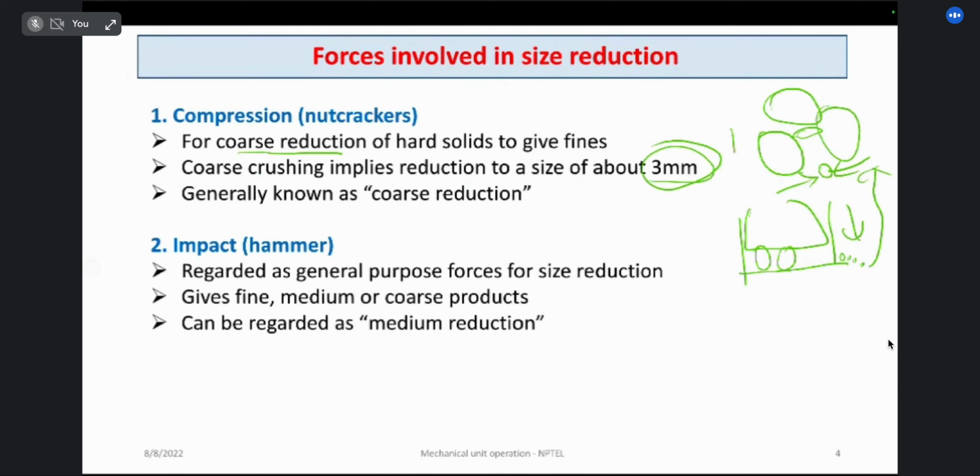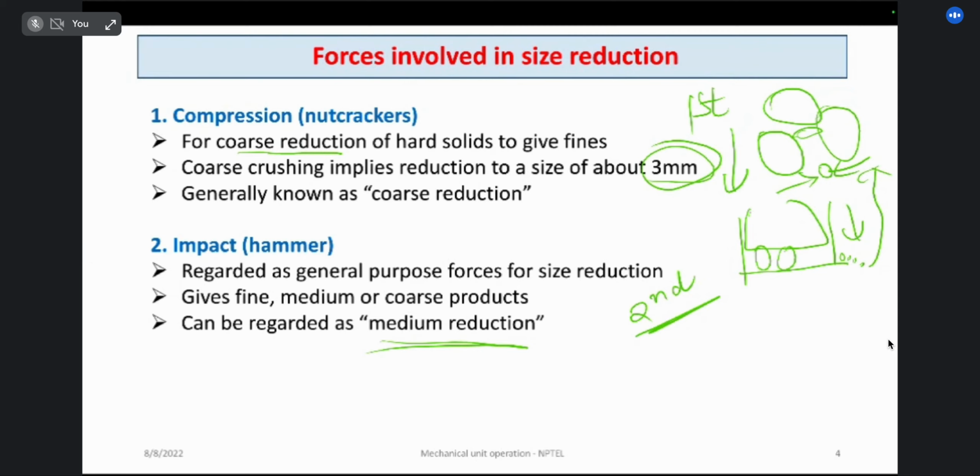So this can be the first step, and from this can be the second step if you are going for more fine size reduction. Generally it's not fine, but a medium size reduction, so it is known as a medium reduction operation. So it can give fine, medium or coarse products. Now please keep in mind that in compression also you will get coarse, fine and medium product, but the coarse product has a very high fraction of your final product.